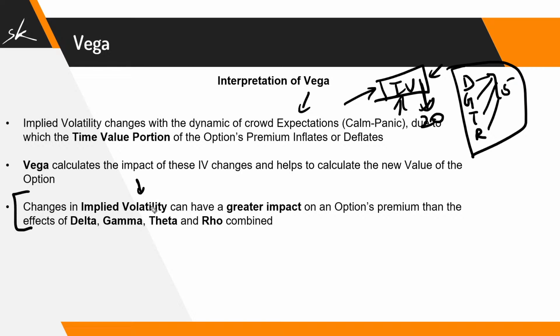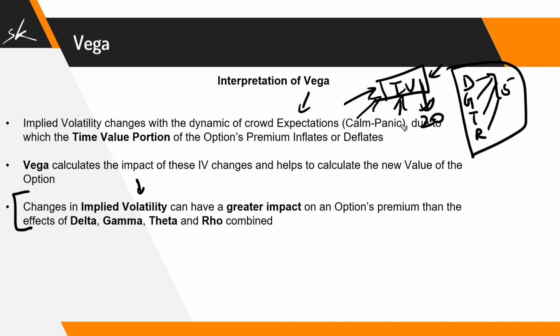You need to remember that the implied volatility change can have a greater impact on an option's premium than the effect of delta, gamma, theta, rho all combined together. With all other factors working in your favor, just one factor going against you can convert a winning trade into a losing trade. That is how fast implied volatility can affect the premium of an option.